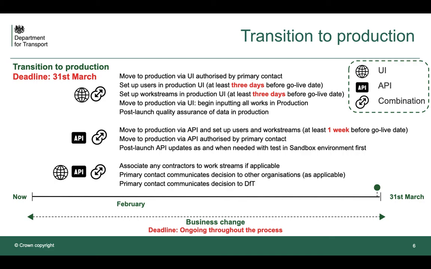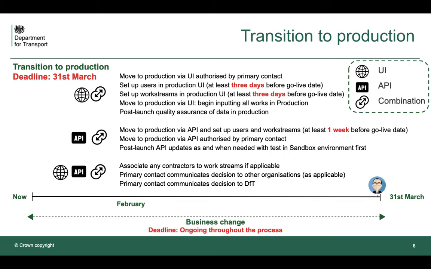And lastly, we've got the transition to production. What do we need to be doing there? So at this point, you'll be moving to production, either via UI or API, and that has to be authorized by your primary contact. And we ask that the primary contact also communicates that decision to the DFT. If you're using API, then you need to set up your users and work streams at least a week before the go live date to ensure that they're ready in time. And if you're using the UI, then you've got 3 days before the go live date. So that's the 28th of March to set them up.